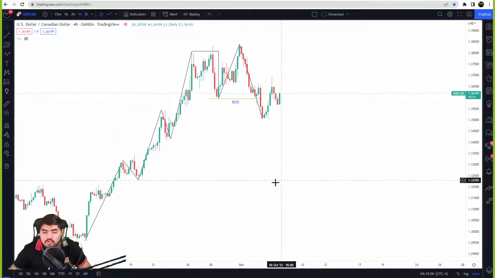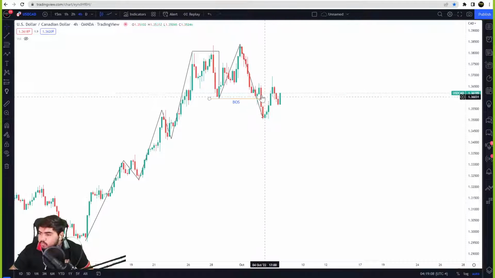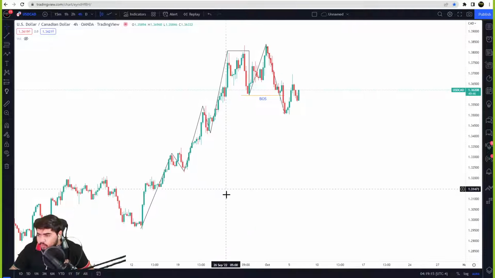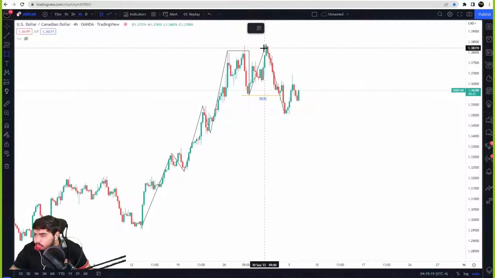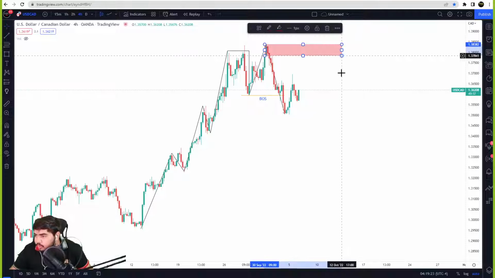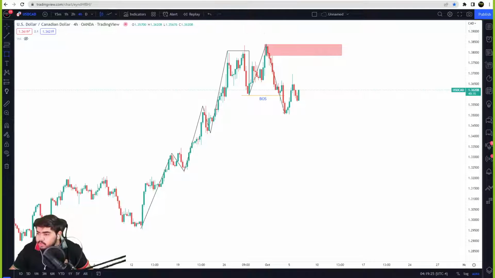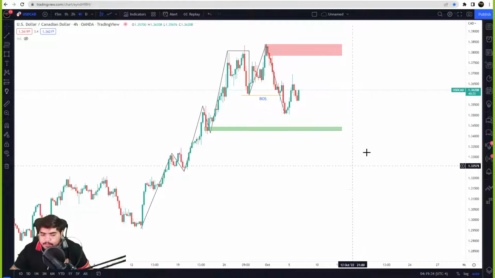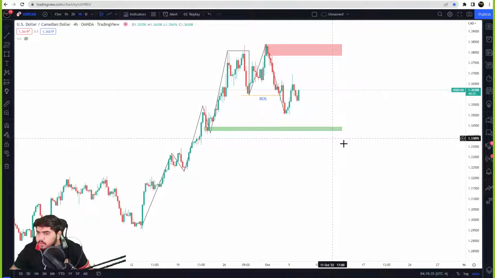So what should we expect after that? We are expecting a correction before another move down, based on the structural point of view. Now let's mark up some key levels of support and resistance. Obviously, the very important level of resistance is right here on the top side, and the most important support zone is right here at this area. That is going to be our key level of support on the USD CAD.